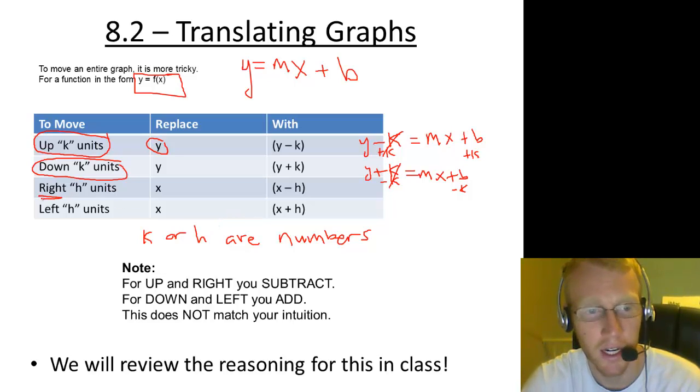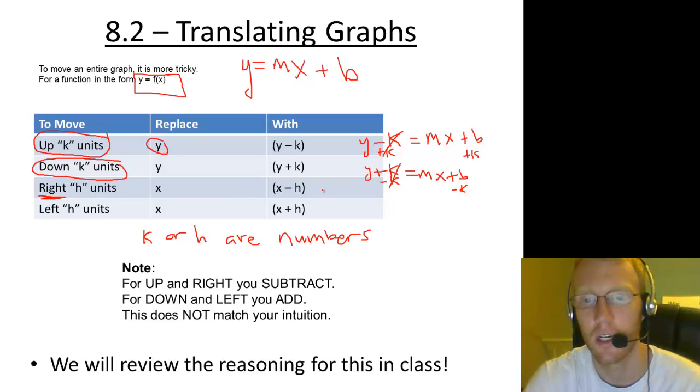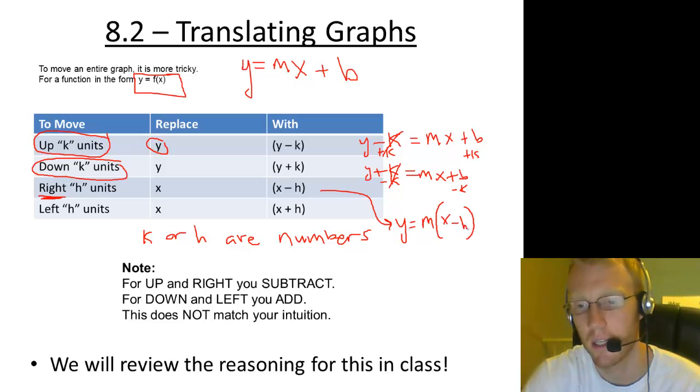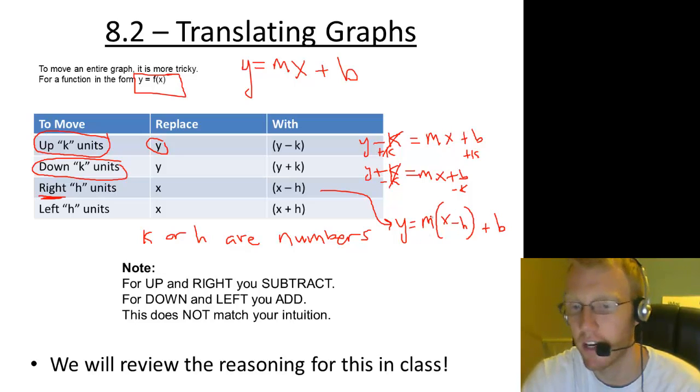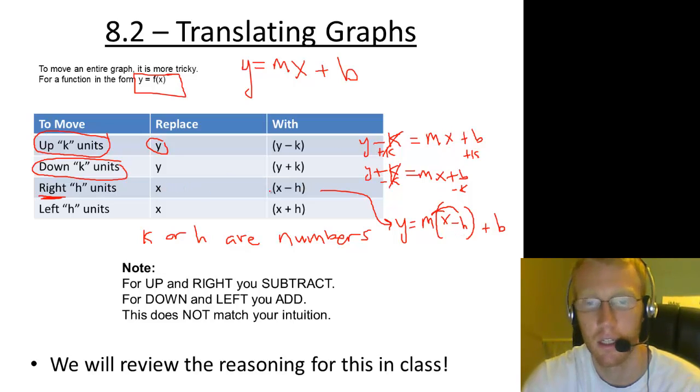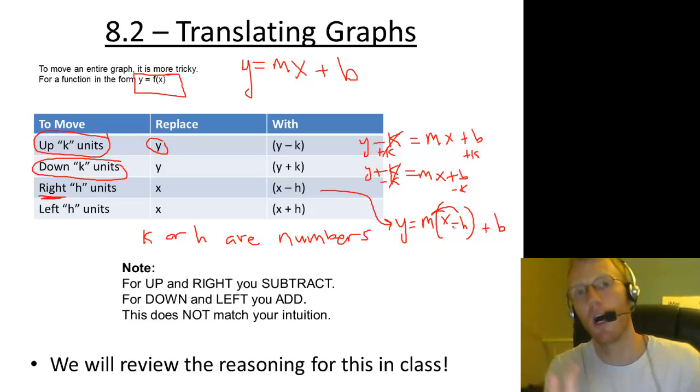So to move right, you're going to replace the x variable with x minus h. So here you would have y equals m, and now this is important that you put it in parentheses, x minus h, plus b. Okay, so the m value is going to get distributed in. That's really important. So the substitution from an x to an x minus h is what causes the shift left or right, well, in this case to the right.